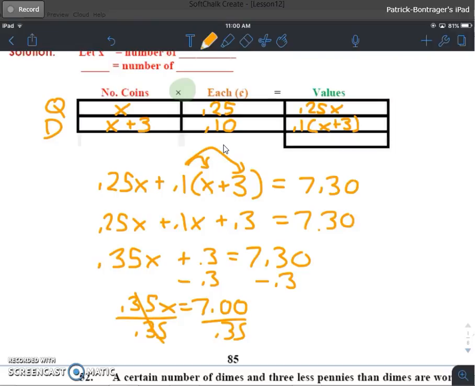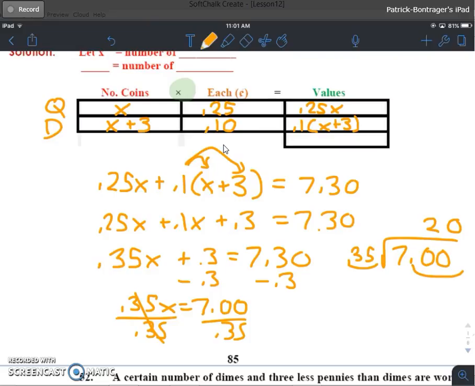I'm going to have to do that on the side of my paper. Okay, but if you can do that in your head, you're more than welcome to. Move it twice. Move it twice. How many times does 35 go into 70? Twice. So it'd be 20. So x is equal to 20.